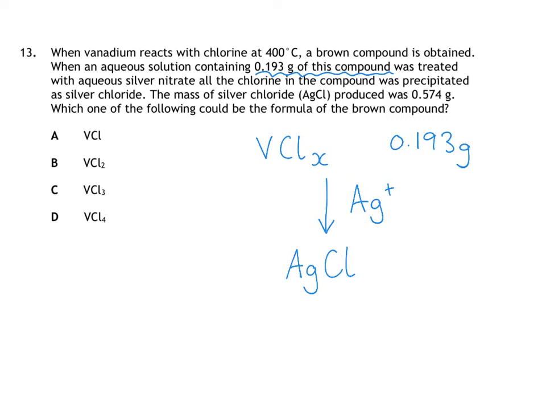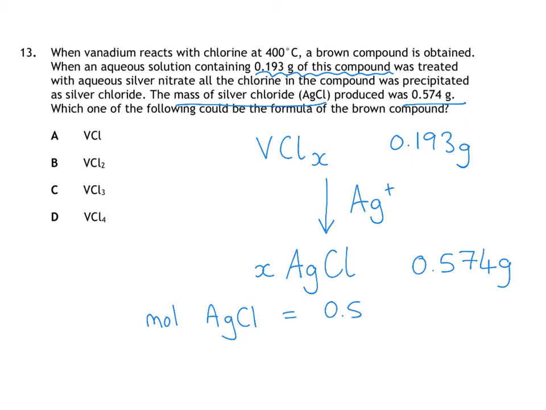And so I must basically have X number of moles of AgCl produced if I start with 1 mole of VClX. Okay, and I know that the mass of silver chloride is 0.574 grams. So the first thing I can work out is that because that's the mass of silver chloride, I can work out the moles of silver chloride from working out the MR and doing my mass divided by MR.